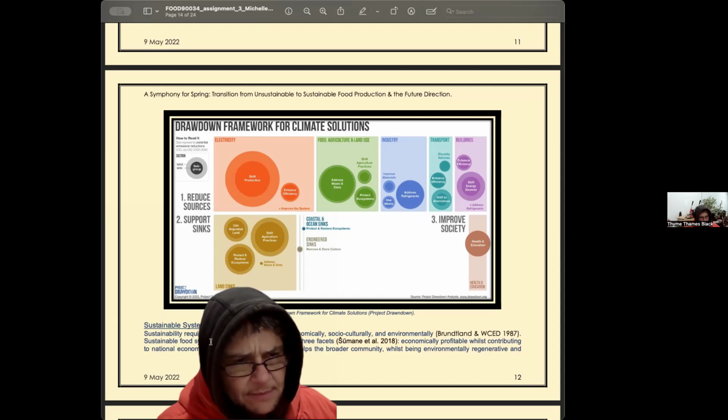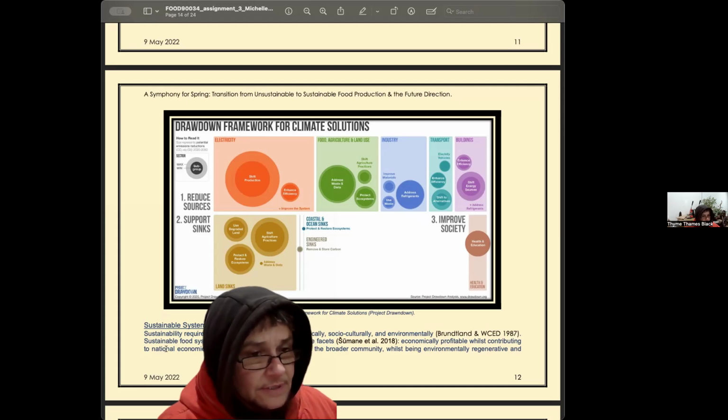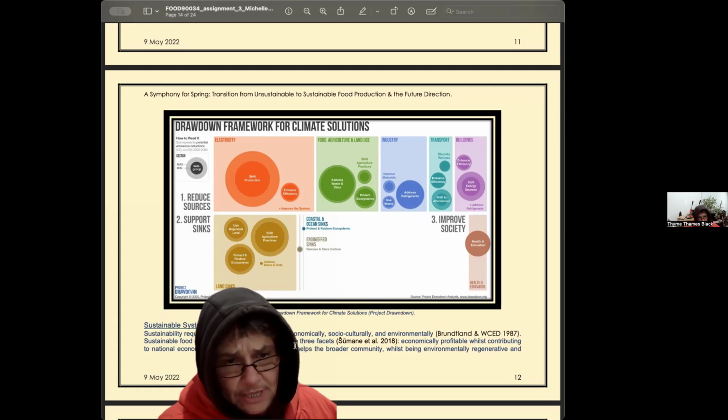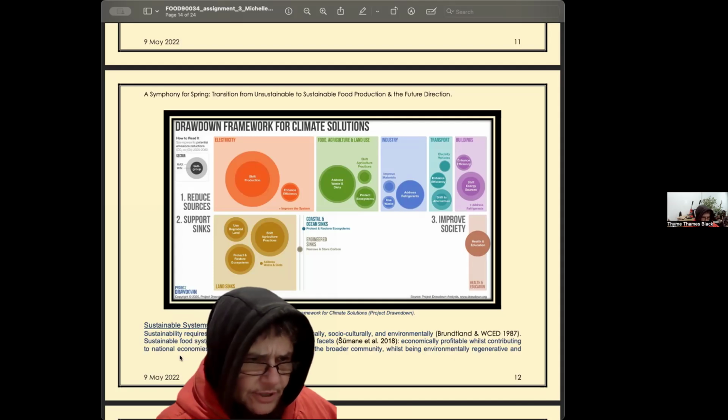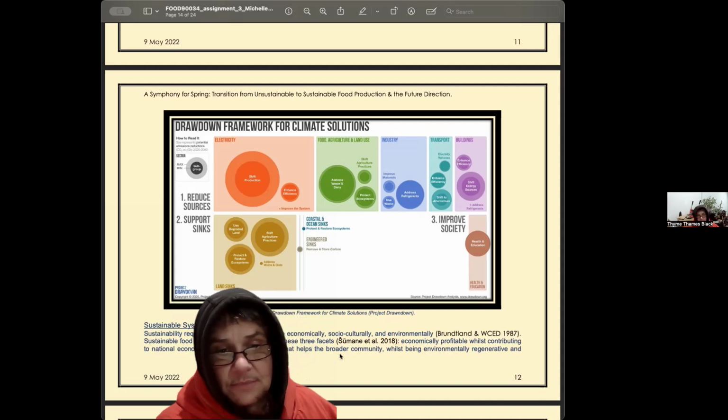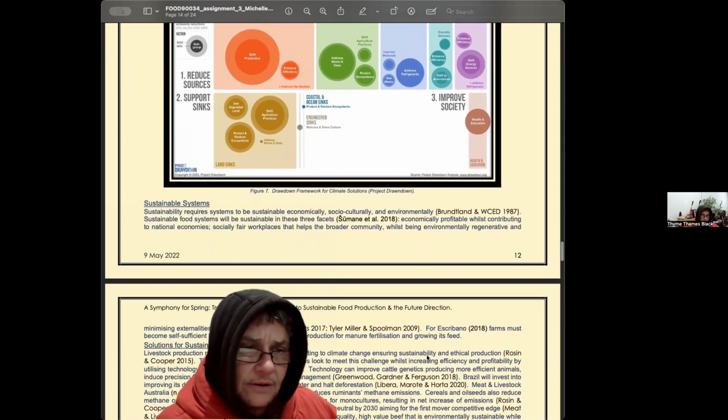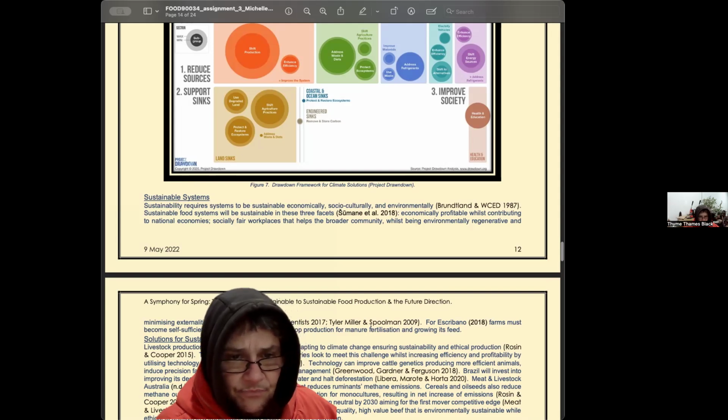Sustainable systems. Sustainability requires systems to be sustainable economically, socio-culturally, and environmentally, Brundtland Commission, 1987. Sustainable food systems will be sustainable in these three facets, Sumani et al.: economically profitable whilst contributing to national economies, socially fair workplaces that help the broader community, whilst being environmentally regenerative and minimizing externalities.